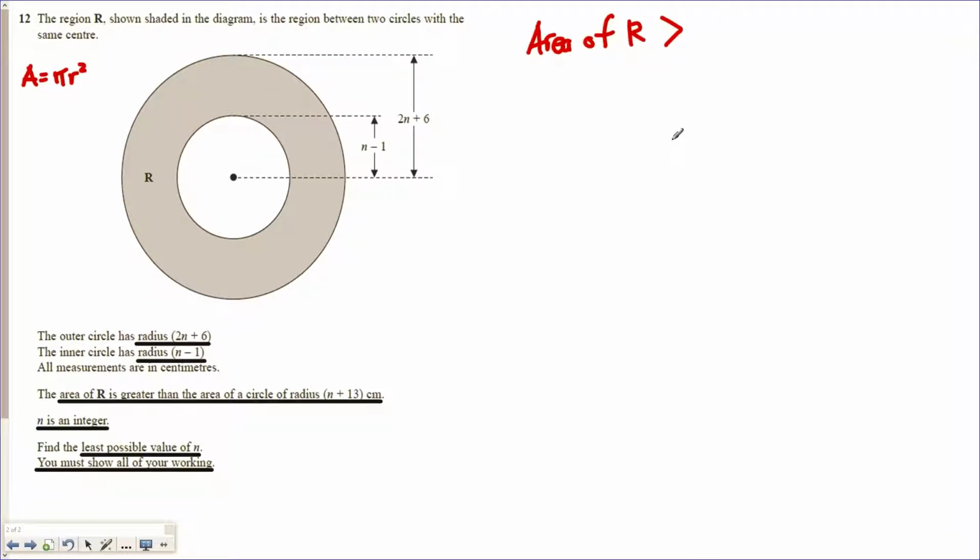So the area of R, this shaded part here, is greater than the area of a circle, so that's going to be pi times r squared. But they tell you that its radius is n plus 13, so we're going to do some substitution. Let's write area of R for short is greater than pi times r squared, where r is equal to n plus 13.